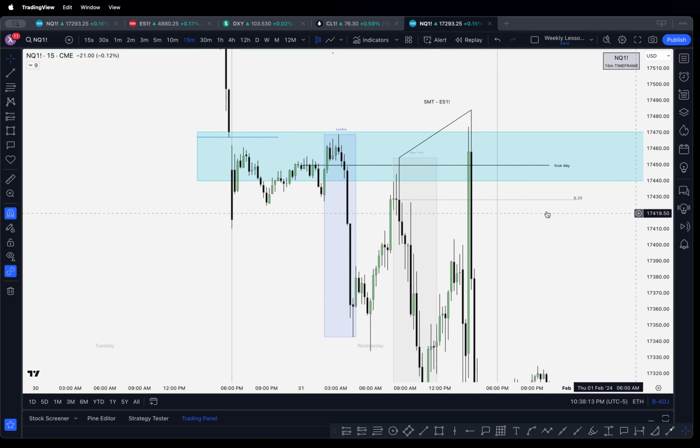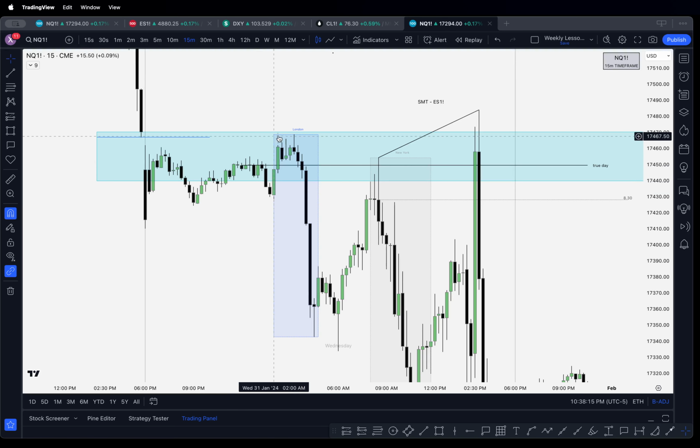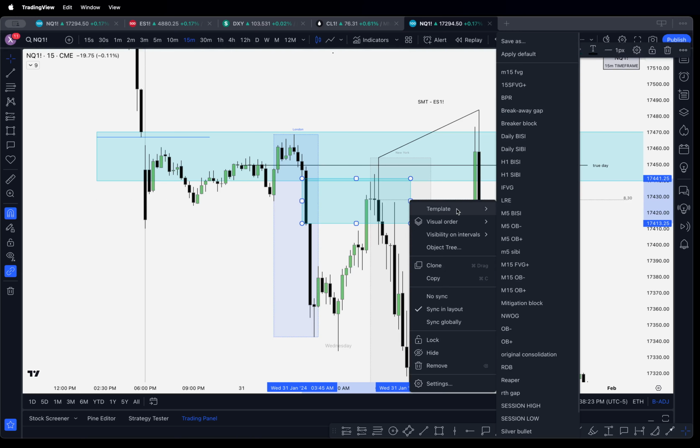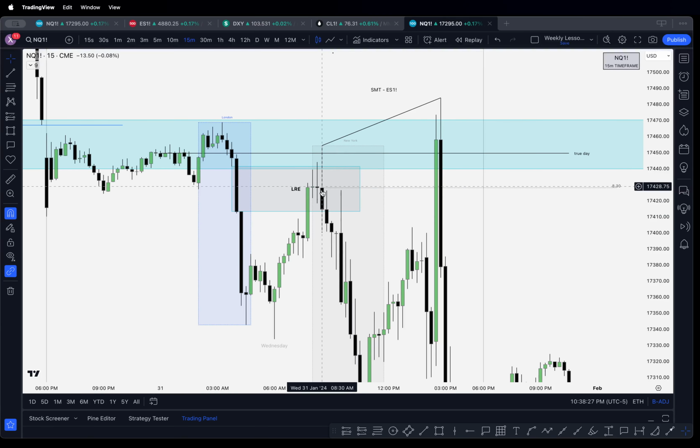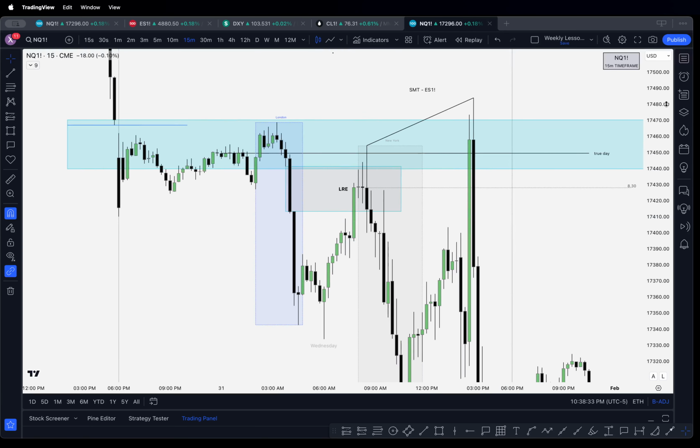Okay, 15-minute structure. London kill zone, right? Market structure shift. Where is the low risk entry now? The low risk entry is that fair value gap. LRE. New York opens, right? Where is it? Where do you get your entry? Yeah. Right here, and then you go down to the 1 minute, right?